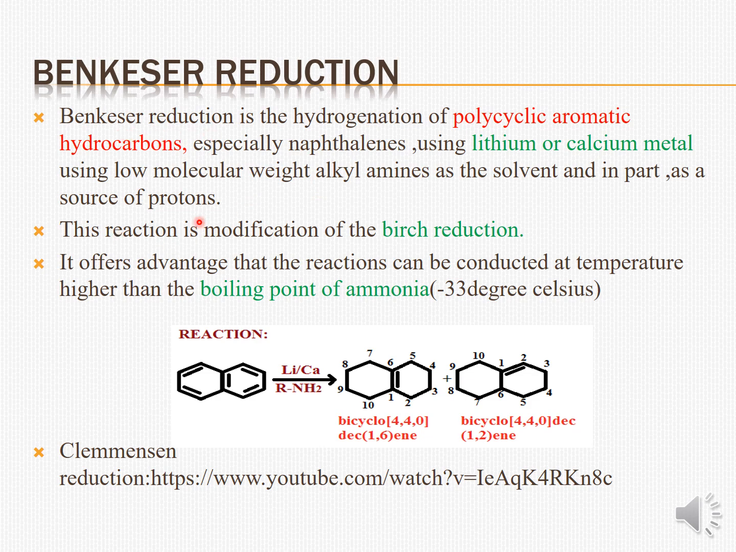Okay, this reaction is a modification of your Birch reduction, which I have shown you earlier, that is your electron transfer reactions. Okay, and what is the advantage of doing this reaction? This reaction offers a greater advantage for the conduction of the temperature. Because of the boiling point of ammonia, which is minus 33 degrees Celsius, by using that solvent you can conduct this reaction at high temperature.